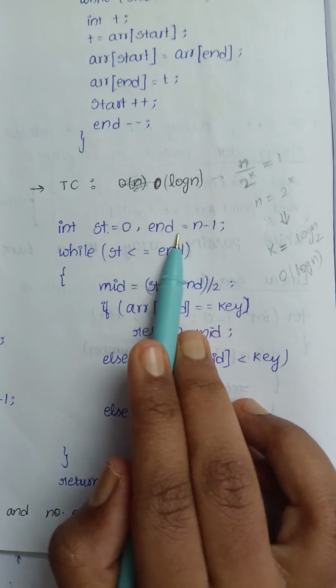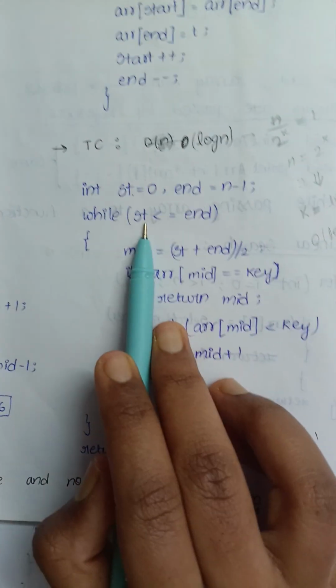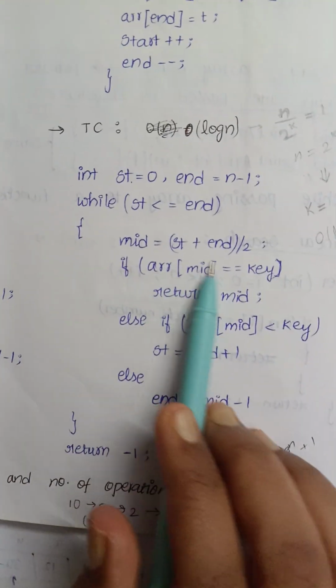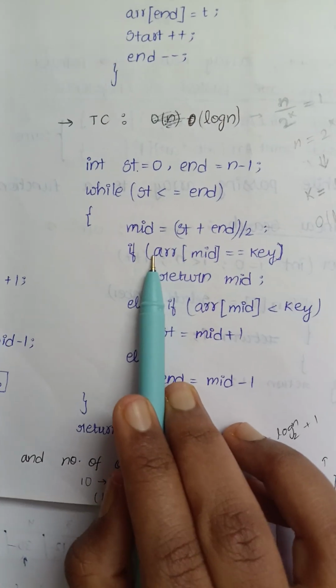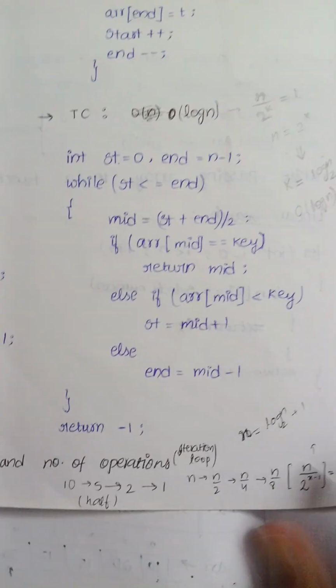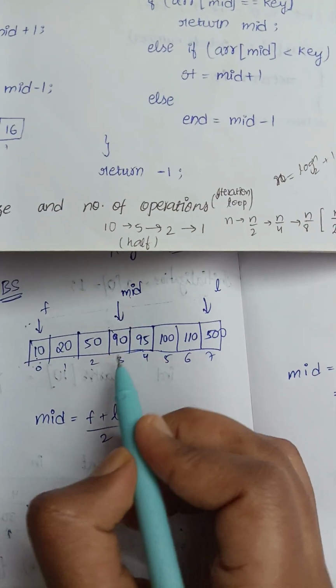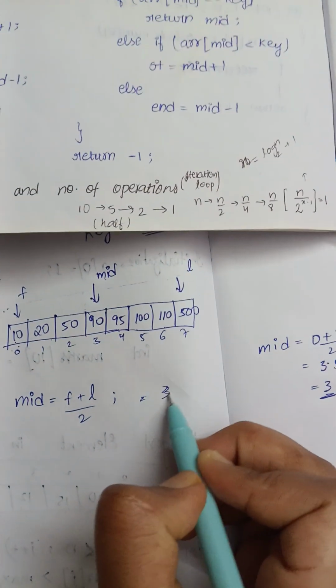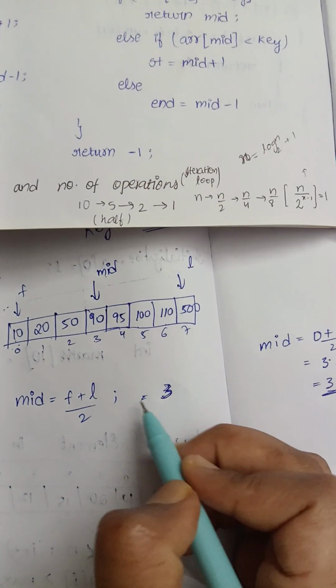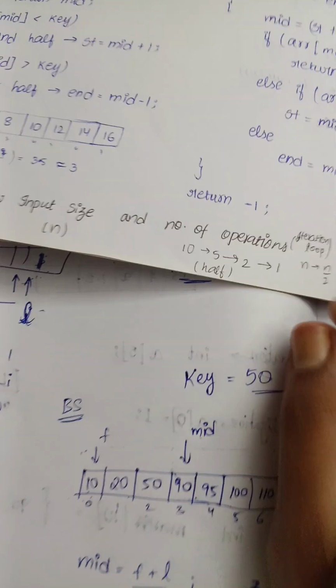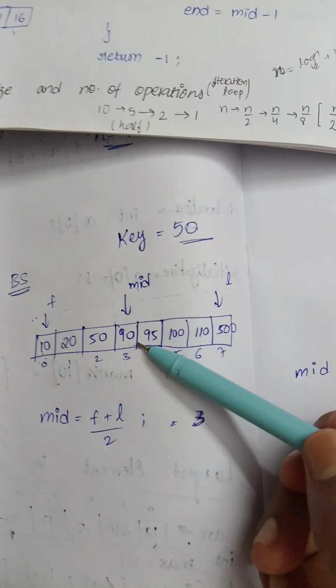Now you can observe, you'll write the conditions this way. Start is equal to 0, end is equal to n minus 1. While start is less than or equal to end, mid equals start plus end by 2. Here instead of f and l, we took start and end. Now we check if array of mid double equals key. The value we got for mid is 3, so array of 3 means 90. What is the key that we want? 50 is the key. Is 90 double equals 50?